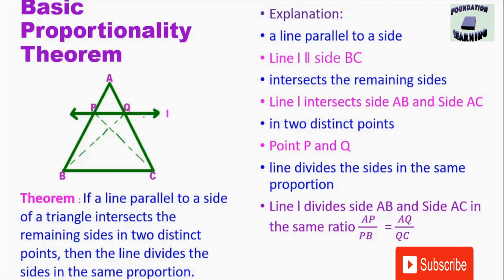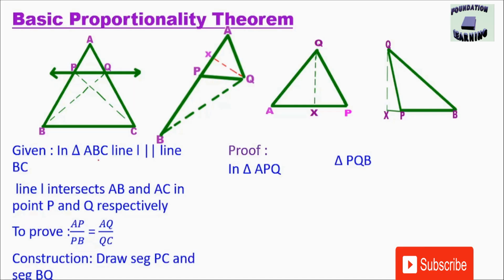When a line parallel to a side intersects the remaining two sides, it's not intersecting this side BC, it is intersecting the remaining two sides at two distinct points. Which are the two distinct points? P and Q. Then it divides the sides which it has intersected in the same proportion. So the line divides AB and AC in the same ratio: AP upon PB is equal to AQ upon QC. Okay, the theorem we have understood.